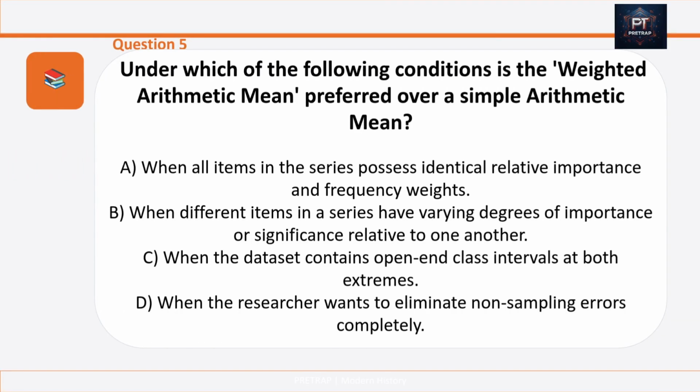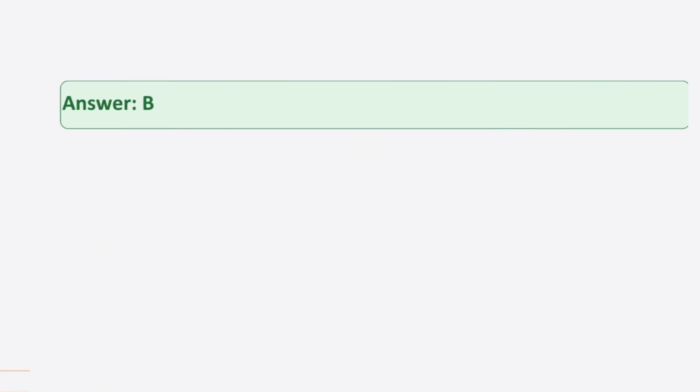Question number 5 is, under which of the following conditions is the weighted arithmetic mean preferred over a simple arithmetic mean? Option A, when all items in the series possess identical relative importance and frequency weights. Option B, when different items in a series have varying degrees of importance or significance relative to one another. Option C, when the dataset contains open-end class intervals at both extremes. Option D, when the researchers want to eliminate non-sampling errors completely. And the answer is option B, when different items in a series have varying degrees of importance or significance relative to one another.